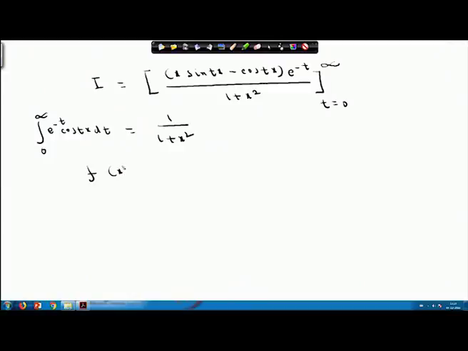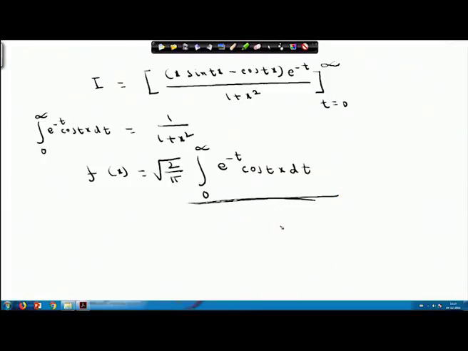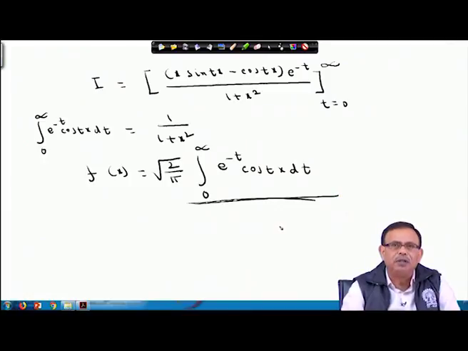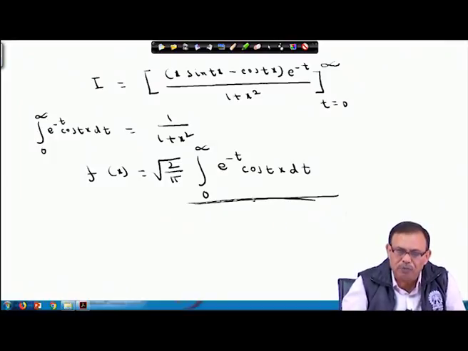So, what is f x? f x is root over 2 by pi into this integral from 0 to infinity e power minus t into cos of t x dt. And this value you already know, that is 1 by 1 plus x square. So you can obtain the result 1 by 1 plus x square into this quantity.